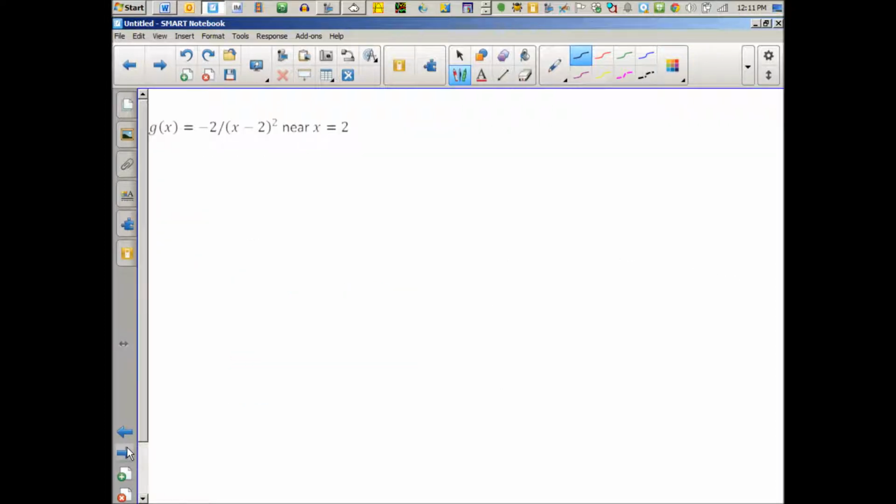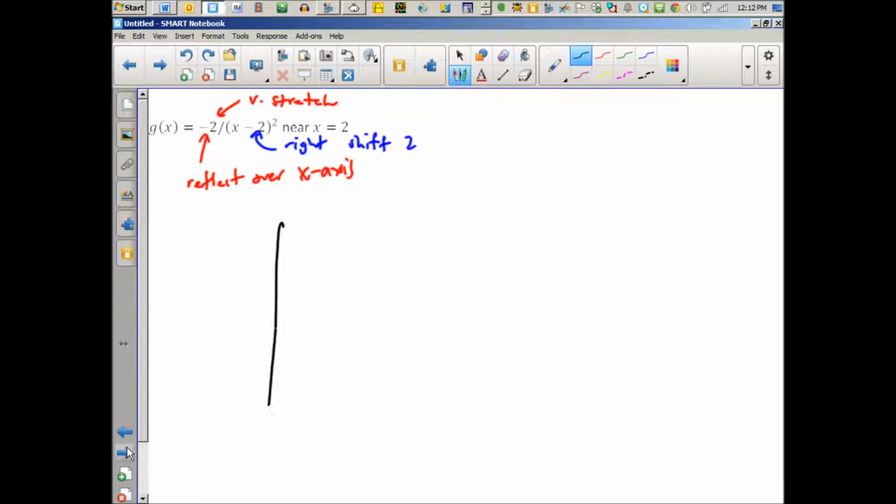Just by transformations alone, you guys should know now that this means reflect over the x-axis. The 2 here means a vertical stretch. And this minus 2 means right shift 2. So here's your graph. It's the volcano graph, but it's been flipped upside down. It's been shifted to the right. It's a little bit steeper.